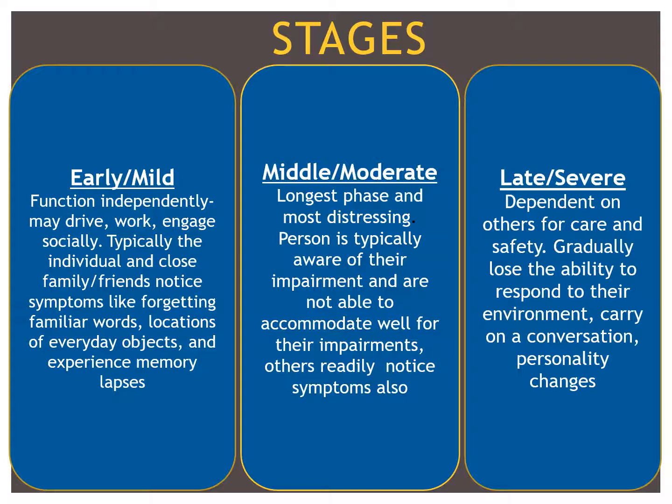The late or severe phase is when symptoms are quite pronounced. This sort of disease process means that the person is dependent on others for care and safety. They gradually lose their ability to respond to their environment, carry on conversations. And this is also where the personality changes and the mood disturbances do become most severe.